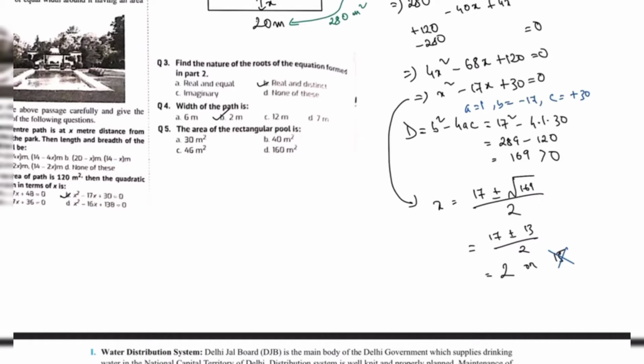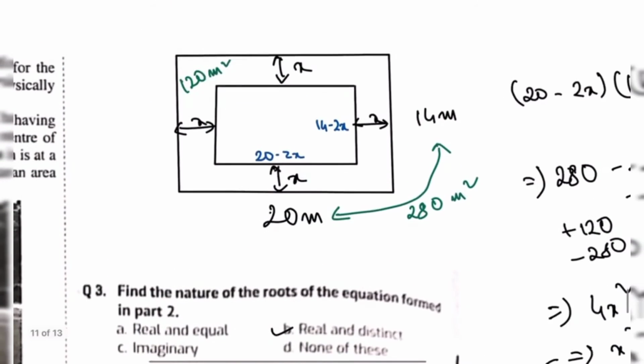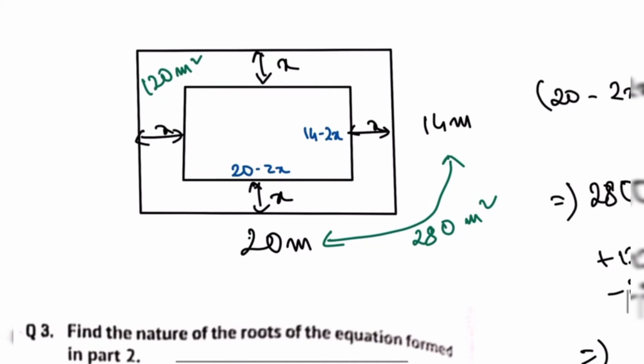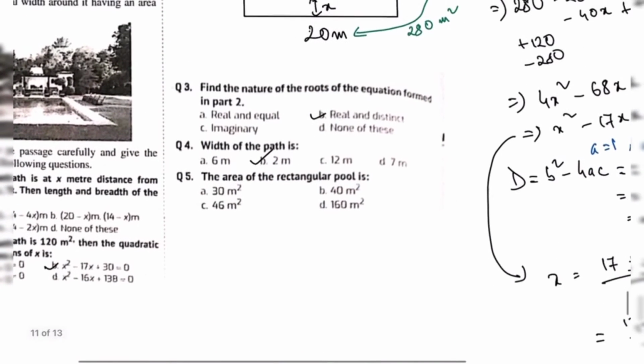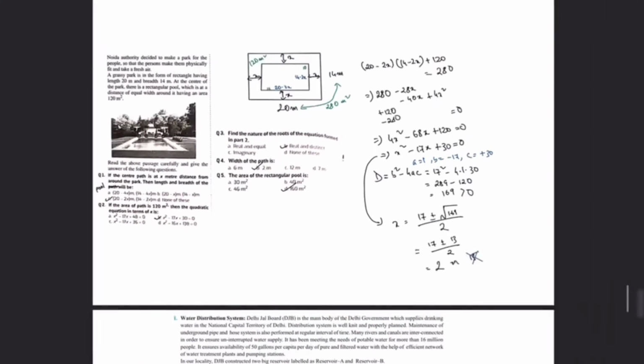Okay, so what is the area of the rectangular pool? Now we know x equal to 2. So what do we have as length? 20 minus 4, so this side is 16, and 14 minus 4, this side is 10. 16 times 10 is 160. Here we are. Okay, next.